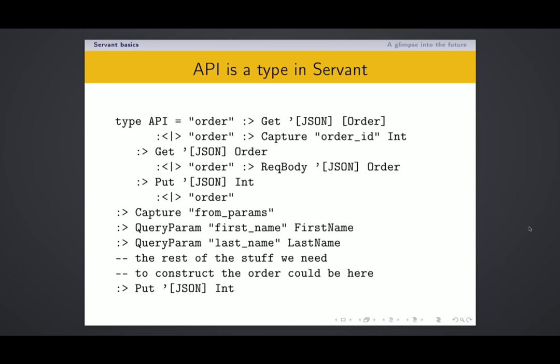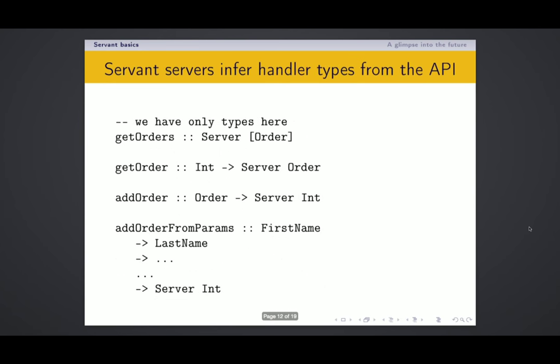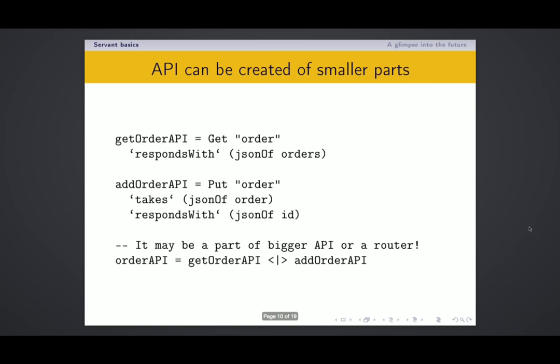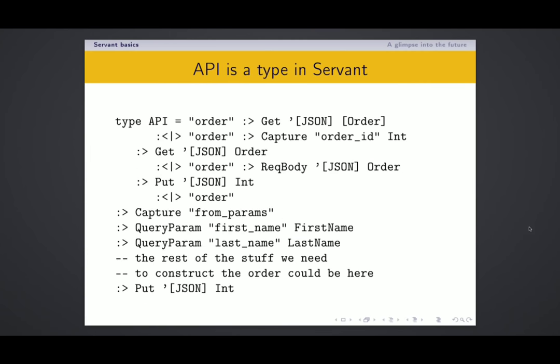Okay, I'm sorry, guys. So I just wonder if you can come back one slide. The way I decrypted it, first, the alternative looking like type is what different kind of requests you can make. Then the order would be the path on the web server, and then what happens. But what is the capture from params and query param? Is it something that's obligatory in every request? No, it's order slash capture.